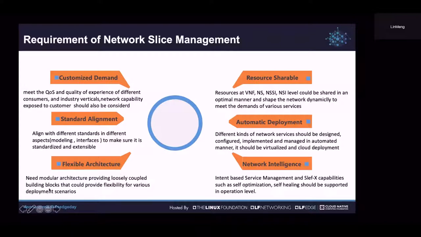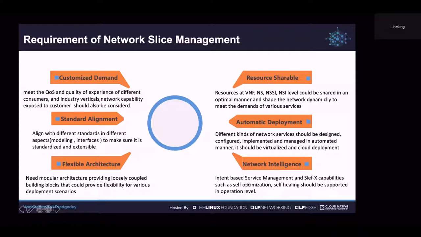For real deployment, the operators have different preferences. For example, they may choose a third-party NSSMF or an independently developed NSSMF. So the solution we provide should be loosely coupled building blocks that could provide the flexibility for various deployment scenarios.